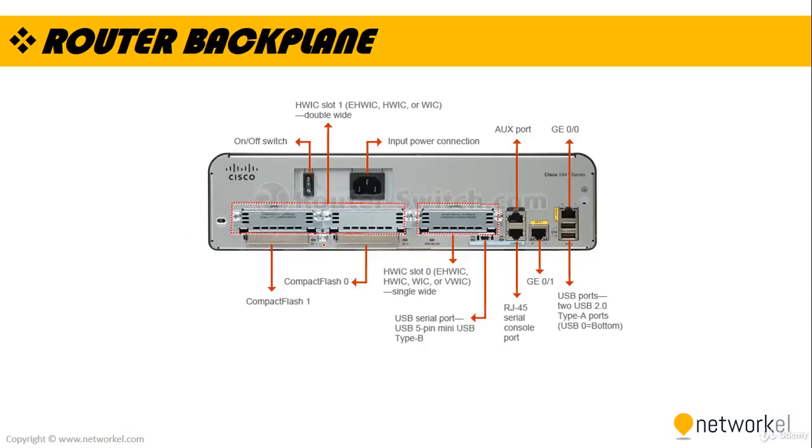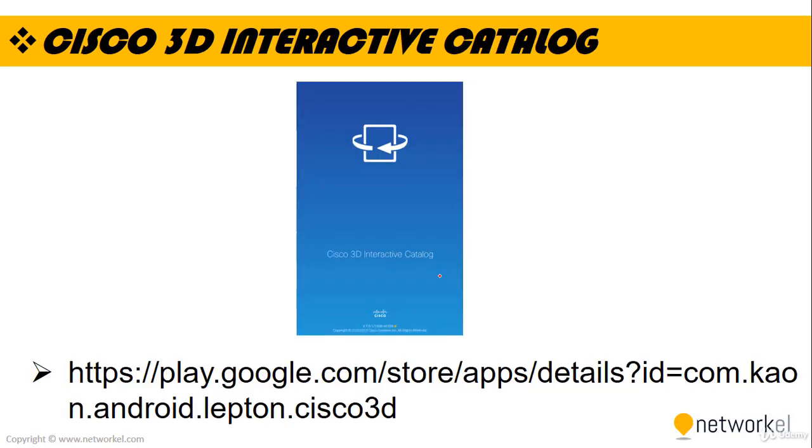And here is the back plane of a router. As you can see, there is some equipment here, like the on-off switch, the input power connection, the gigabit Ethernet ports, USB ports, and so on. If you want to check routers' physical views in depth, there's a great application on the Google Play Store. You can simply go to the Google Play Store and type Cisco 3D Interactive Catalog, and check the physical views of the routers there.